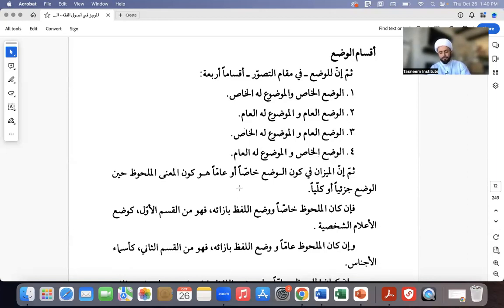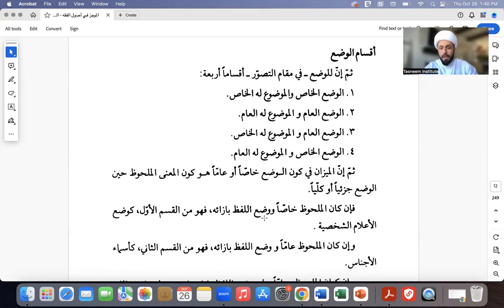Now here, he says a designation is either specific or general depending on whether the meaning that is being considered is juz'i or kulli. So if the meaning that is being considered is juz'i, then it's going to be khas. If the meaning that is being considered is kulli, if it's universal, then it's going to be am.